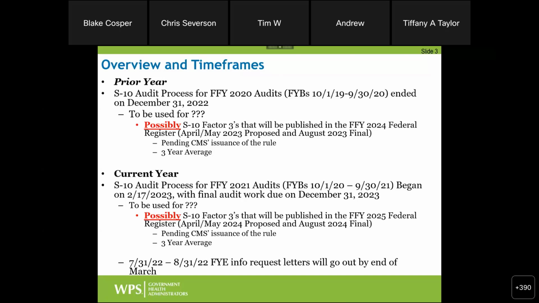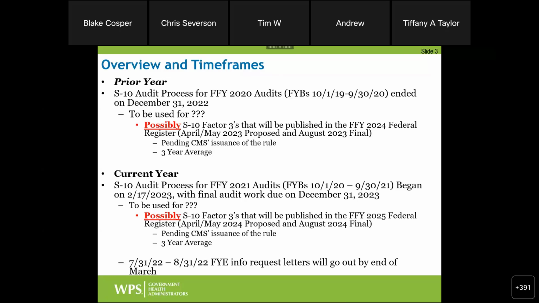Those are the only ones that are subject to the S-10 audits. You have to report DISH on ePart A. Now, this includes sole community hospitals, as we'll see in a bit. But the point I'm trying to make here is that on that date, there were still some fiscal years that we hadn't received cost reports for yet.